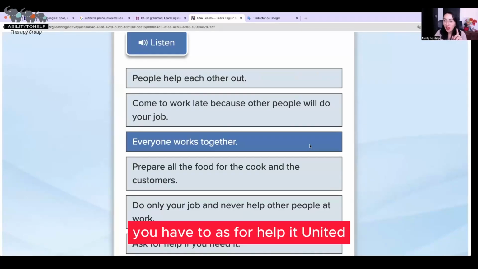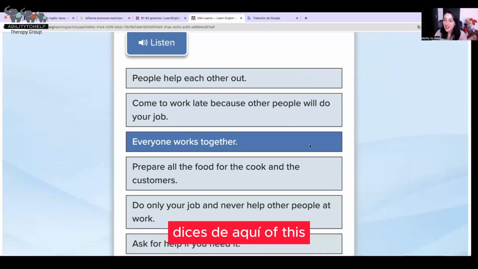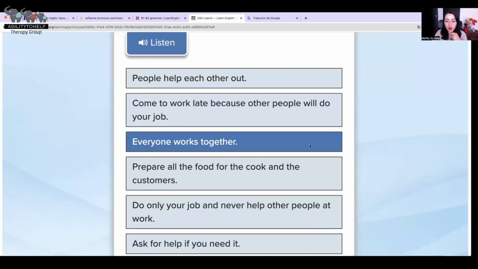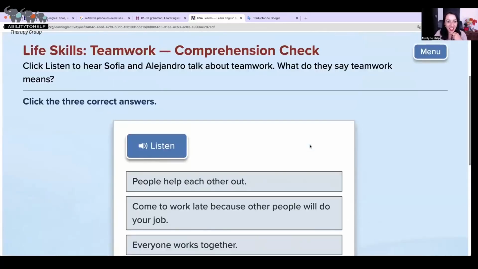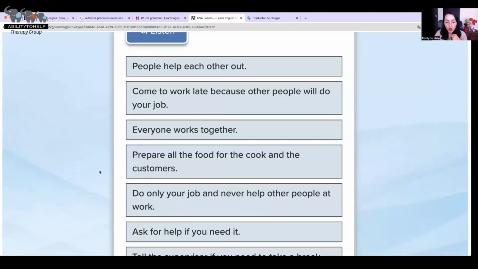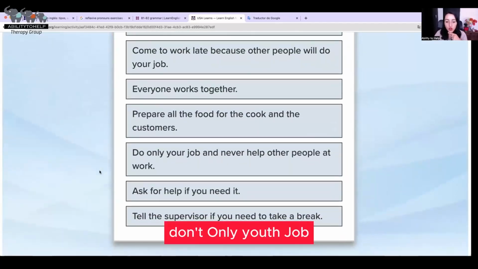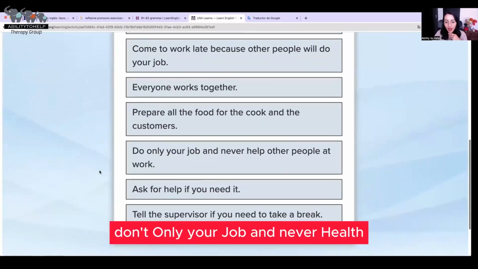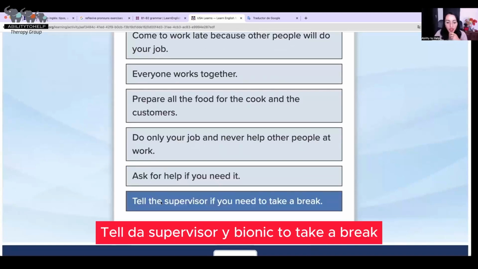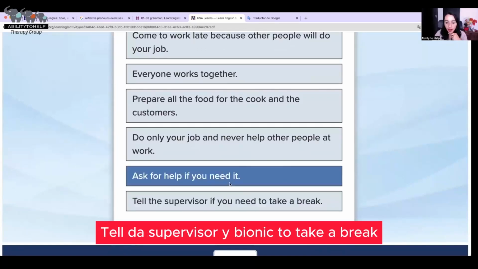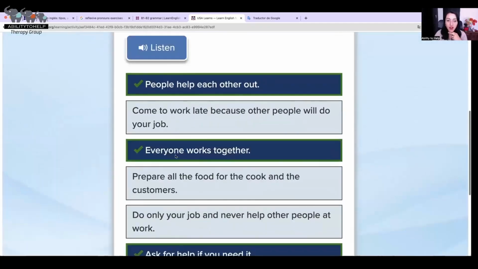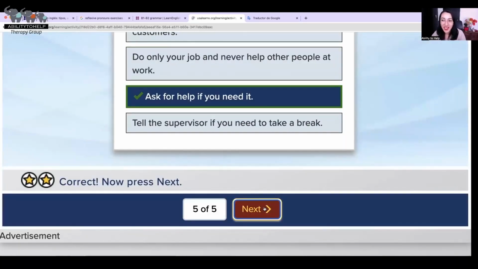You have to ask for help if you need it. This is the key of this question. People help each other out. Come to work late because other people will do your job? No. Everyone works together. I think it's possible, this one. Prepare all the food for the cook and the customers? Do only your job and never help other people at work? Ask for help if you need it. Yes. Tell the supervisor if you need to take a break. I think this one is okay. This one is okay, and this one. So click on it. Oh, we are really smart. We are really clever.